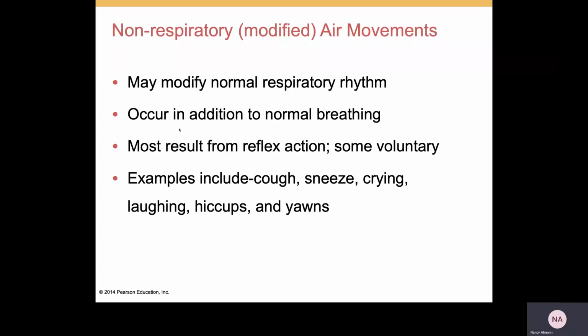We do have some non-respiratory air movements, which may affect normal respiratory rhythm, and they occur in addition to your normal inspiration and expiration. And most are going to be triggered by some sort of a reflex. Some might be voluntary. What do they include? Yawning, coughing, sneezing, laughing, hiccuping, crying are all considered non-respiratory air movements.